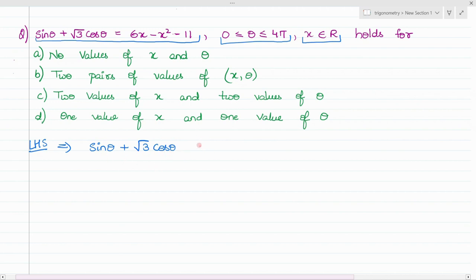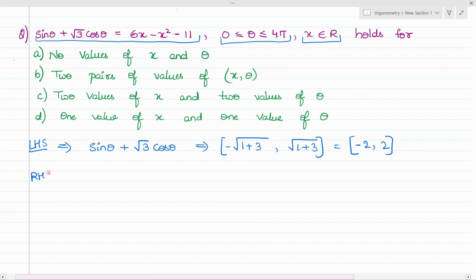For these kinds of equations, what will be the range? We have already discussed, that is minus under root a square plus b square. Here a is 1 and b is root 3. It becomes 1 plus root 3 whole square, which is 3, to plus of 1 plus 3, which is nothing but minus 2 to plus 2. So this is the range of the LHS part.